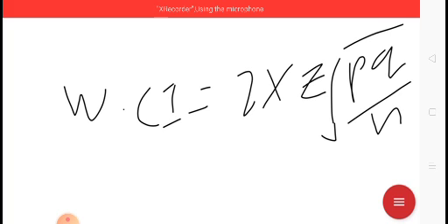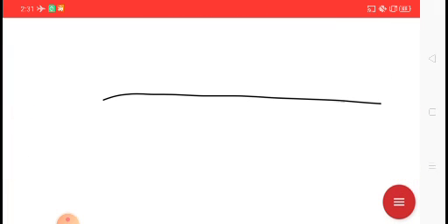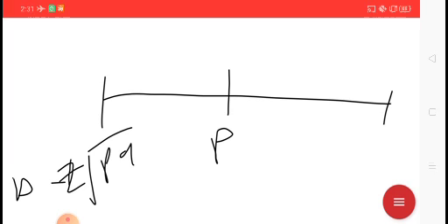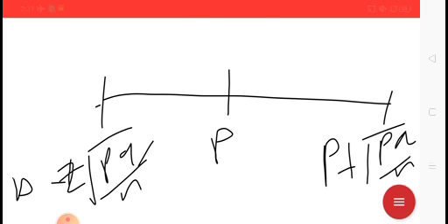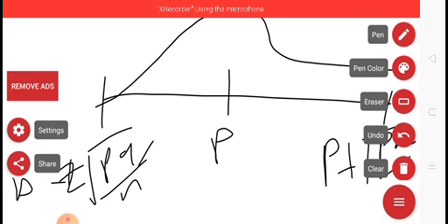Similarly, with this formula we can draw the confidence interval. The center will be p, one side will be p minus z square root of pq over n, and the other side will be p plus z square root of pq over n. This is the normal distribution, so we assume the two sides are symmetrical.